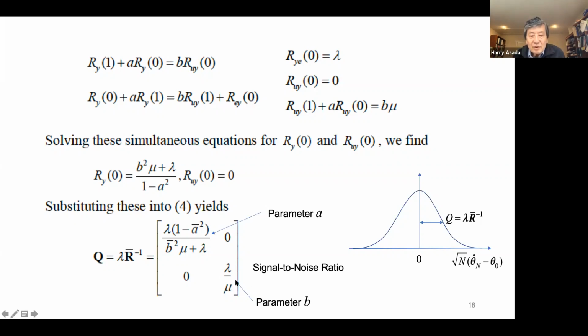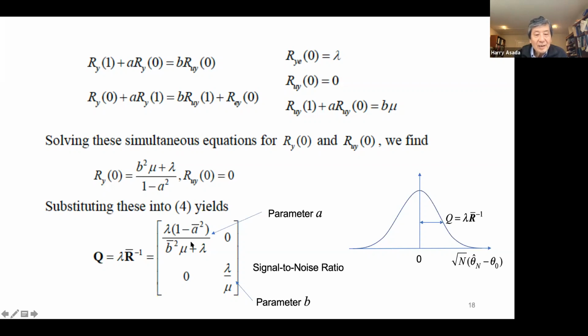So this one is basically associated with the estimation of parameter B. Parameter B converges to the correct value with this error covariance. And lambda is basically the noise variance, and mu is the input variance, right? Input magnitude. So this is exactly the reciprocal of the signal to noise ratio. Signal is basically the input strength mu, and the noise is basically lambda. So this shows the simple inverse signal to noise ratio, right?